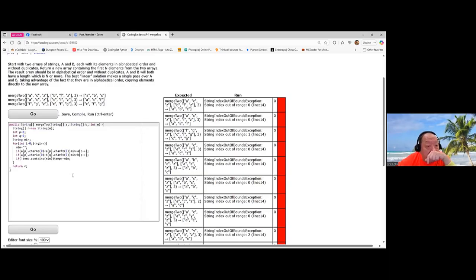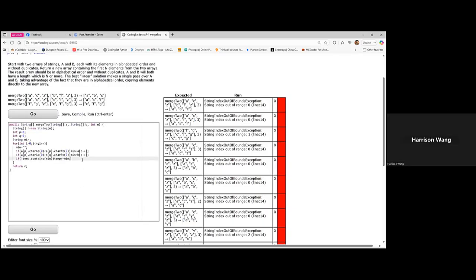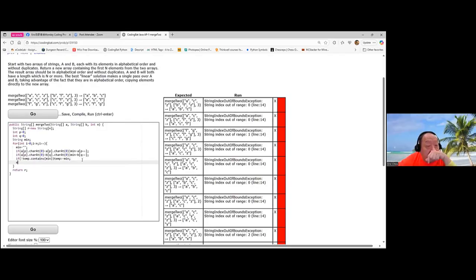So why do you actually get out of bound? Because your P and Q are not qualified. Even if your P or Q is greater than the length, you may continue to do P++ and compare. You know what I'm saying? Yeah. You do not check whether your P is bigger or not.